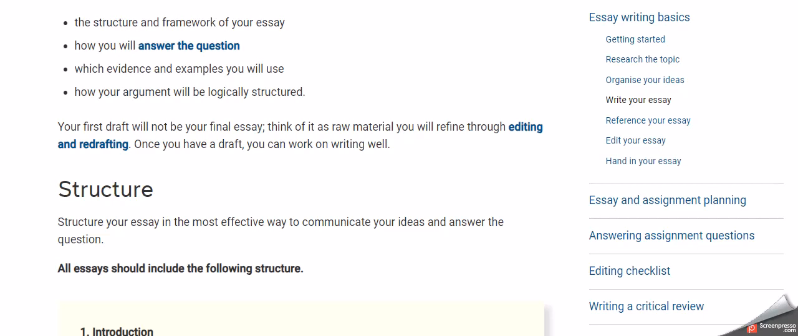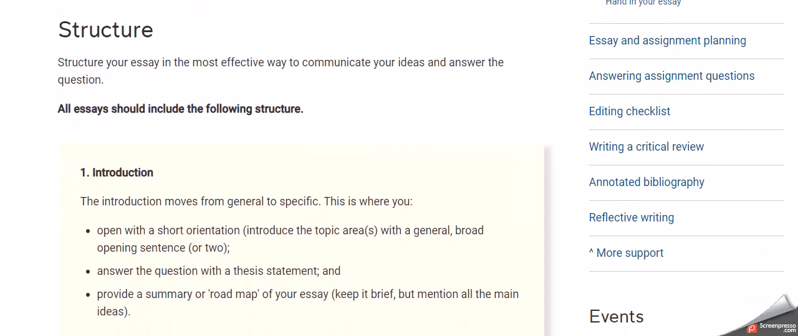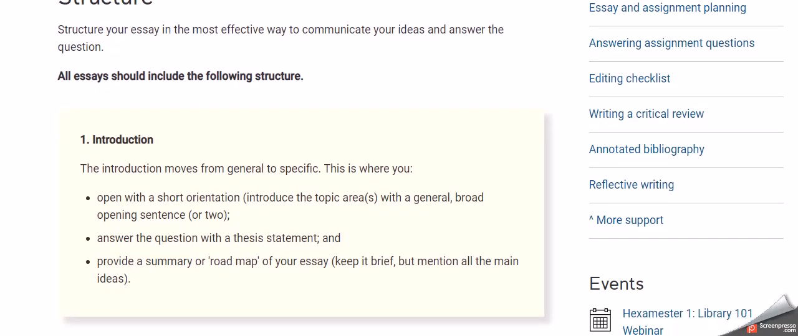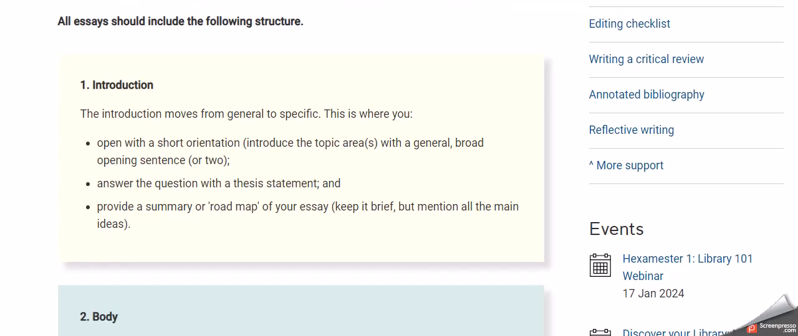Structure. Structure your essay in the most effective way to communicate your ideas and answer the question. All essays should include the following structure. Introduction. The introduction moves from general to specific. This is where you open with a short orientation, introduce the topic area or areas with a general, broad opening sentence or two. Answer the question with a thesis statement and provide a summary or roadmap of your essay. But remember that you should keep it brief and mention all the main ideas.